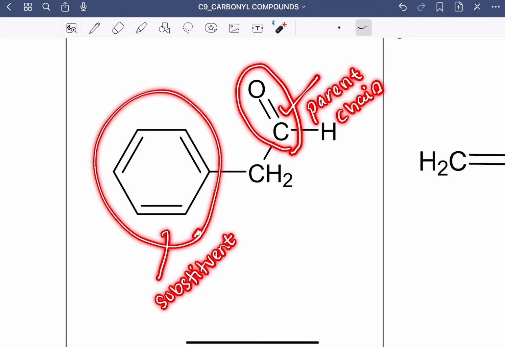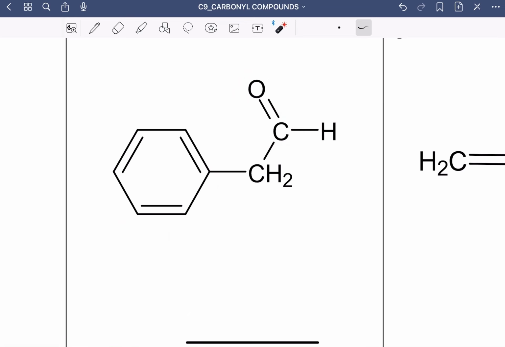Okay, so when benzene becomes a substituent, we name it as phenyl. Now, how do we give the name for this structure? This will be the first carbon, and this will be the second carbon. Number 1, number 2.